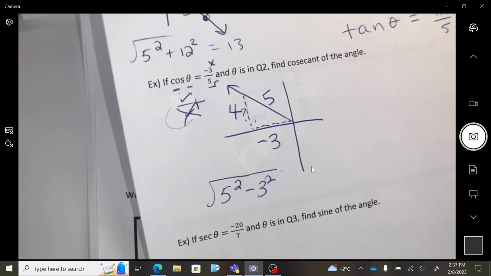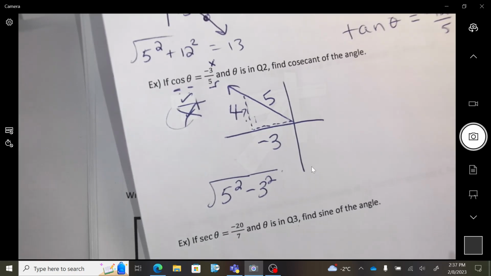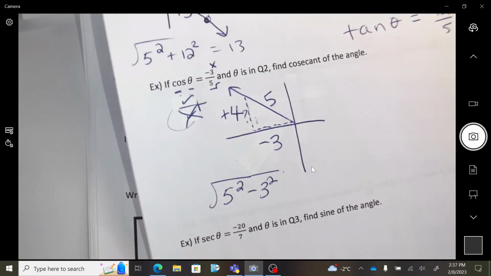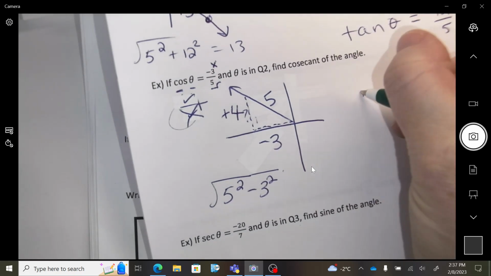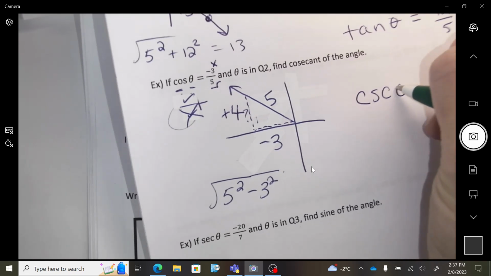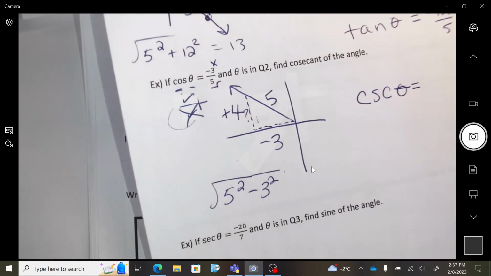I'm trying to get back at a double right and I can always do a plus. Okay, now that we're done the math, tell me, positive or negative? It's a positive 4. Okay, find the cosecant of the angle. It's the S one.